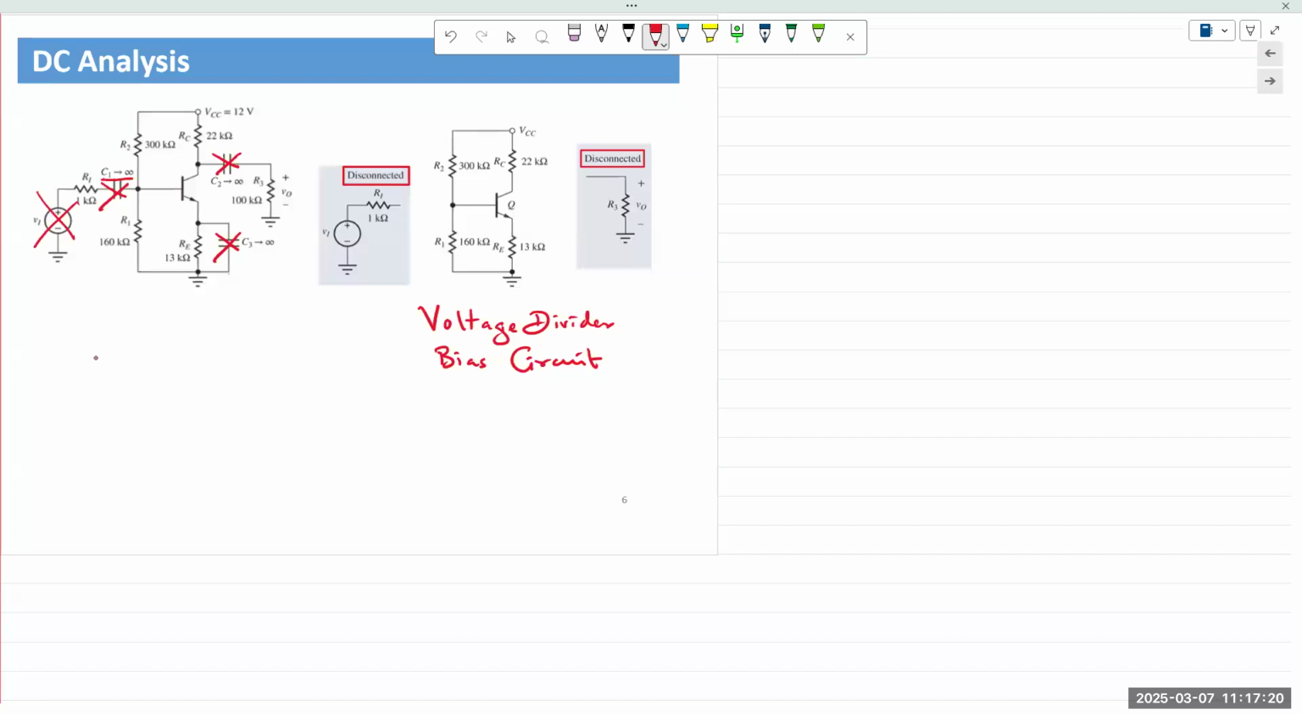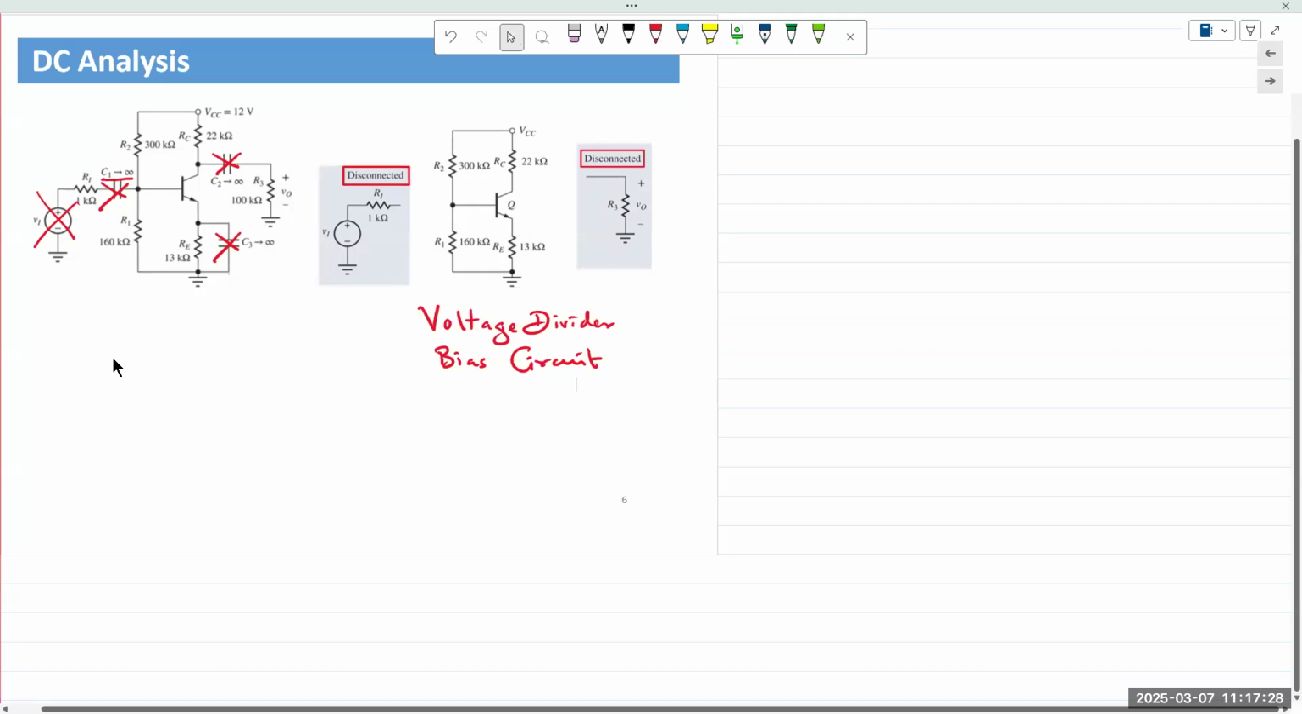Okay, so no AC signal being applied. You have coupling and bypass capacitors. We simply replace them with open circuits. And if there are inductors, we replace them with short circuits.